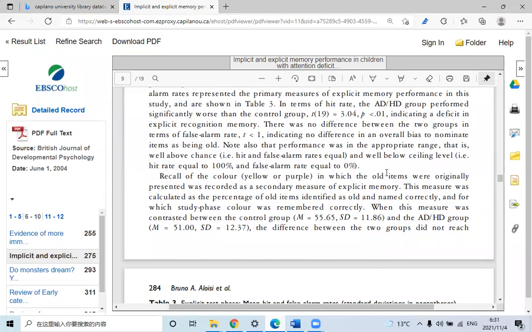Recall of the color in which old items were originally presented was recorded as a secondary measure of explicit memory. So they have a second measure of explicit memory. Recall the color in which the old items were originally presented. This measure was calculated as the percentage of old items identified as old and named correctly, and for which the study phase color was remembered. Yeah, they tried well. They asked people to remember the color it was presented in before.